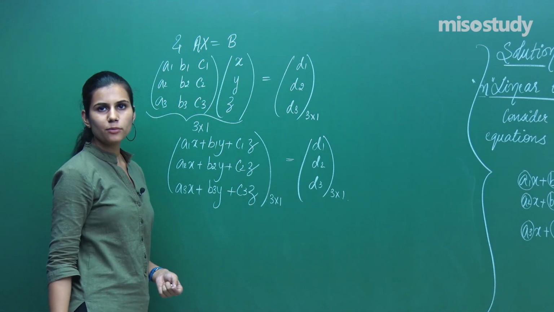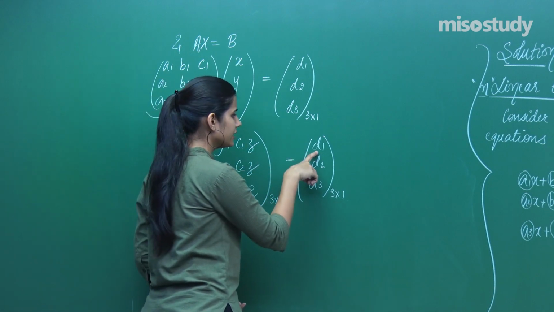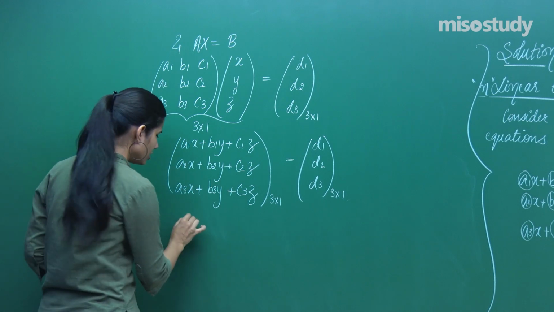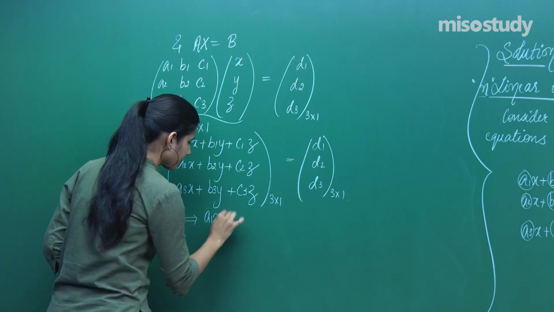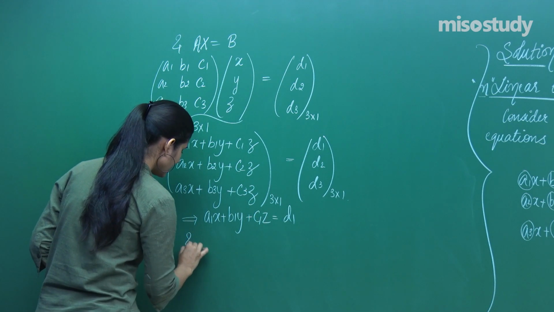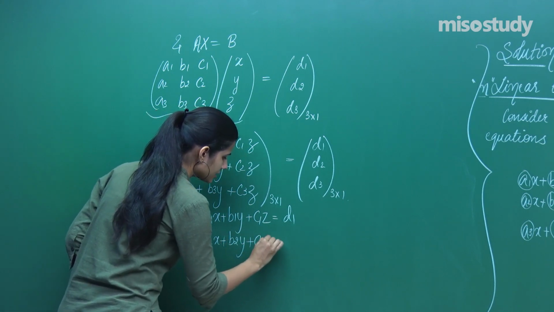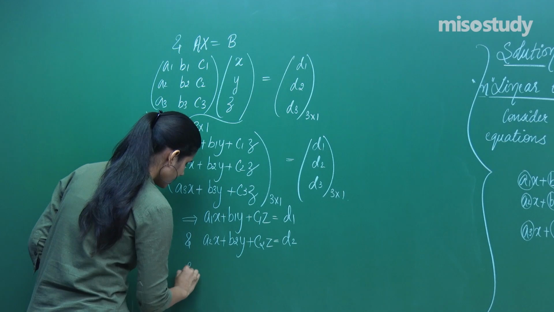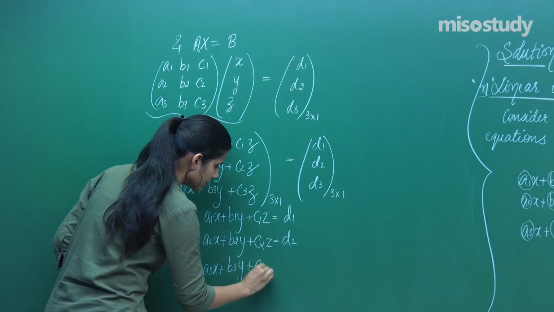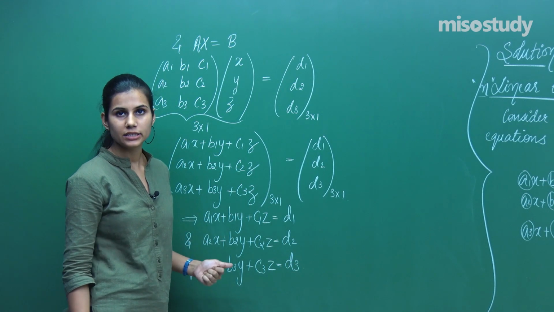Whenever two matrices of the same order are equal, that means their corresponding entries are the same. So the 1/1th entry here will be equal to the 1/1th entry here, the 2/1th here will be equal to the 2/1th here, the 3/1th here will be equal to the 3/1th here. So this implies that A1X plus B1Y plus C1Z will be equal to D1, and along with it A2X plus B2Y plus C2Z will be equal to D2, and along with it A3X plus B3Y plus C3Z will be equal to D3. So all these three will hold.